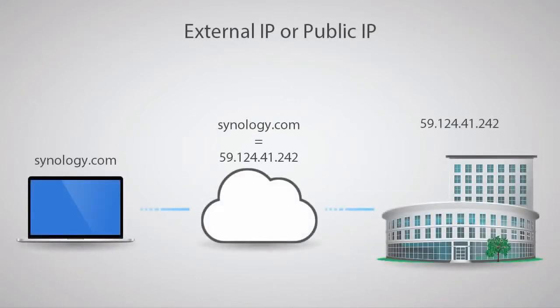Our first term is external IP or public IP. This is an address provided by your Internet service provider that can be reached by any Internet-connected device. Typically, only one public IP is provided to each customer, and this IP may change periodically. In this example, we have a computer making a request to access Synology.com. One part of fulfilling this request that happens invisibly to most users is that Synology.com must be resolved to an IP address. This process is called DNS resolution. In this case, the resolved IP address is the public IP address of a Synology data center. Entering either Synology.com or the IP address shown will bring up the Synology website.